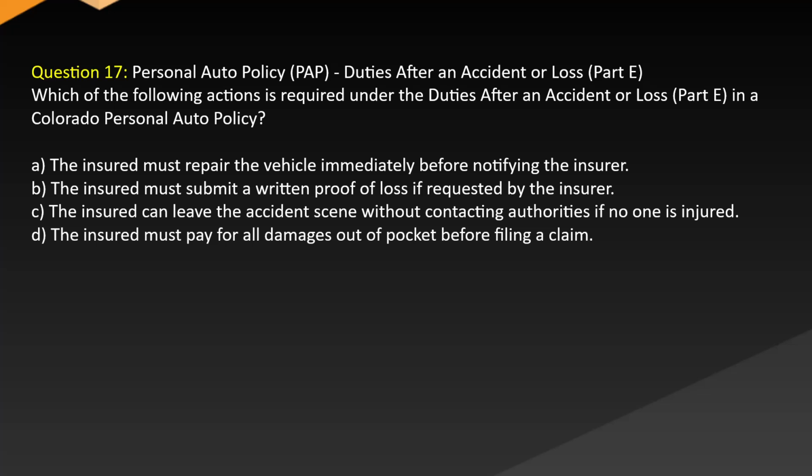Which of the following actions is required under the duties after an accident or loss part in a Colorado personal auto policy? A. The insured must repair the vehicle immediately before notifying the insurer. B. The insured must submit a written proof of loss if requested by the insurer. C. The insured can leave the accident scene without contacting authorities if no one is injured. D. The insured must pay for all damages out of pocket before filing a claim.